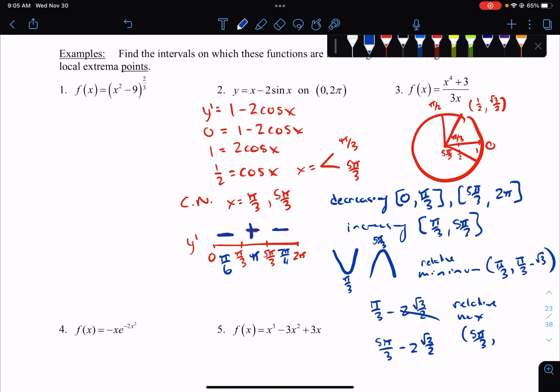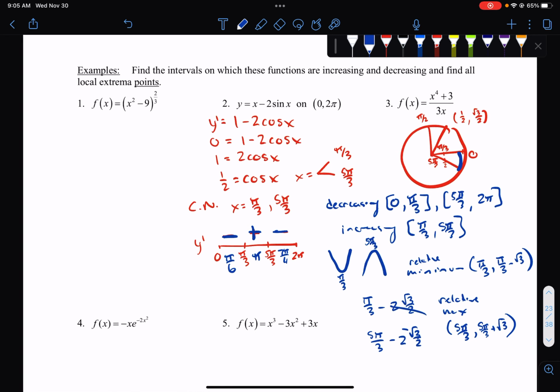No, it's not positive root 3 over 2. It's a negative root 3 over 2, so that's going to become a positive. So it's going to be 5 pi thirds plus root 3, because my y value is negative at 5 pi thirds, right? Because I'm down below the x-axis.